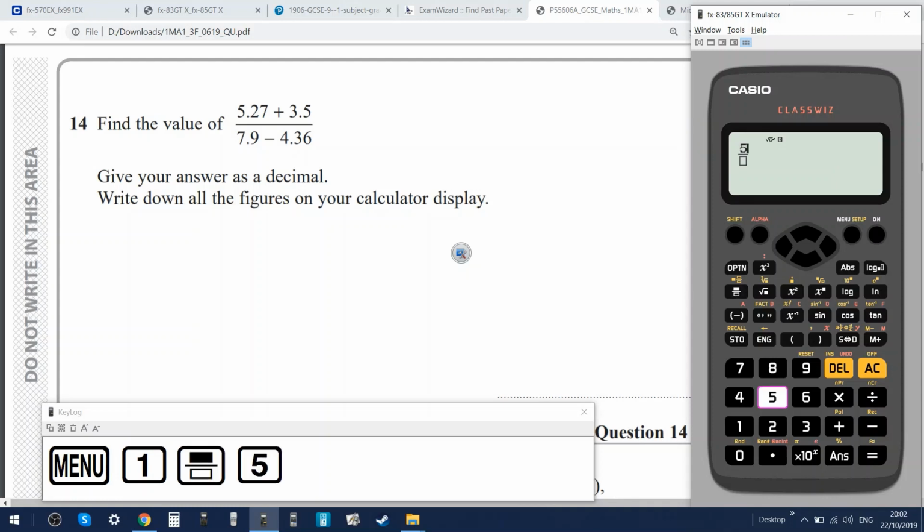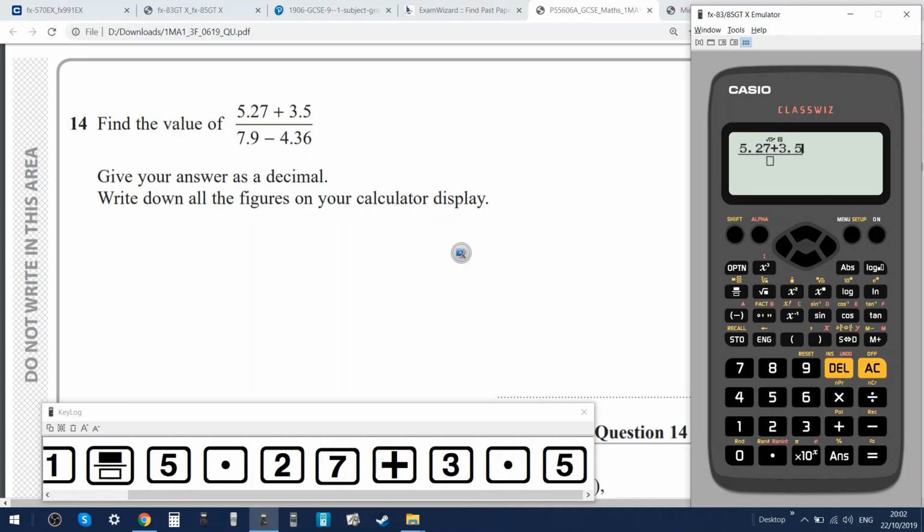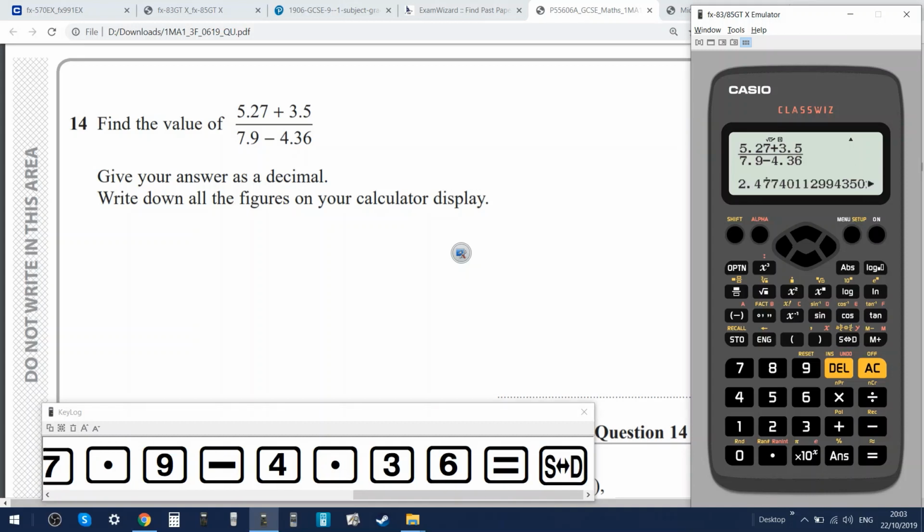Fraction. 5.27 plus 3.5 on the top. Press down. 7.9 take away 4.36 on the bottom. Press equals. As a decimal, so this one, convert it into decimal. Press that SD button. Here it is as a decimal.